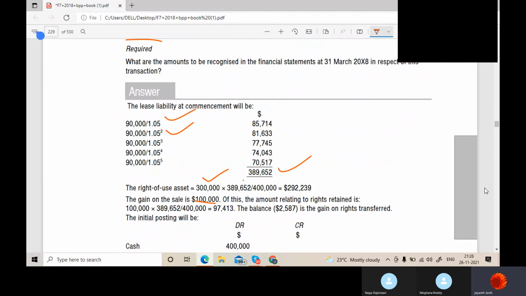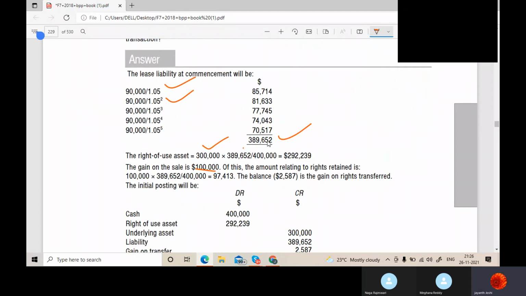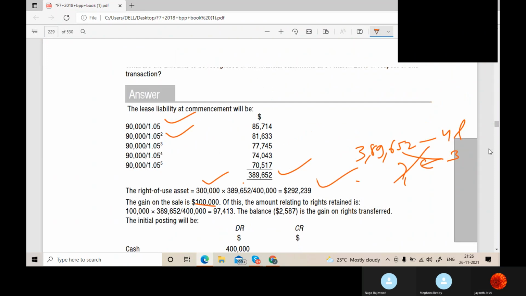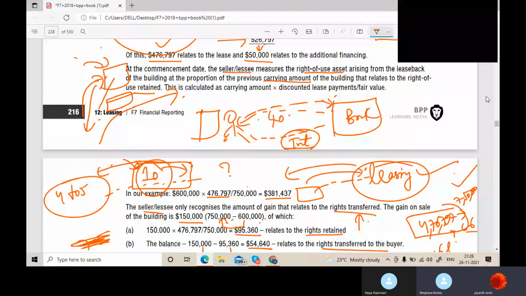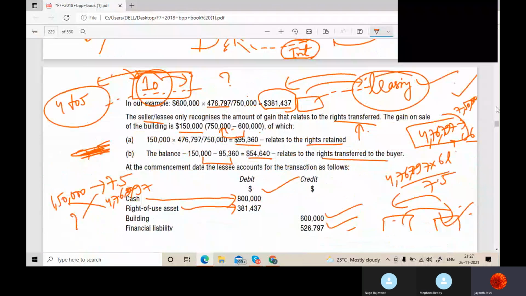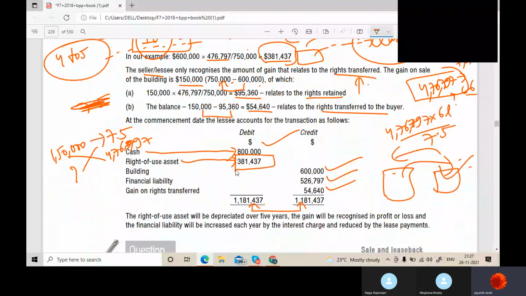So you just found out this, 3,89,000, the present value of all these payments, correct? This is the value of your liability, the payment. Correct or wrong? Yes, sir. So the right of use asset, this is as per 4 lakhs. As per carrying amount, how much? This is the right of use asset. The same thing we got here also, no? It is also balancing, and the same thing we already found out.